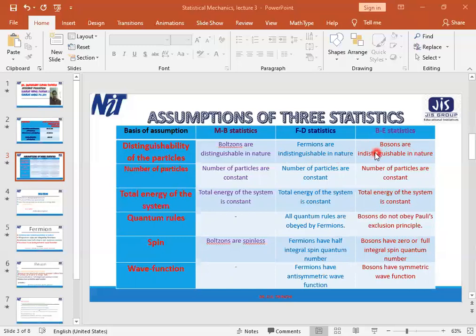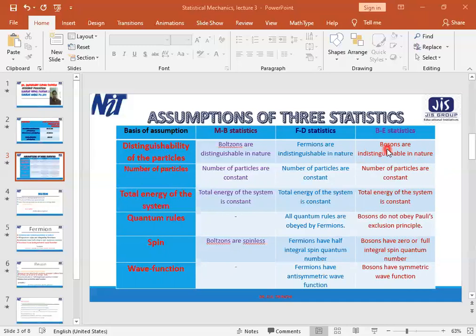Bosons are also indistinguishable in nature because of their alike nature. That means in the pool of particles, all bosons are the same. They all have the same appearance or the same characteristics, and that is why you will not be able to recognize which boson you have seen earlier. So these are the assumptions.